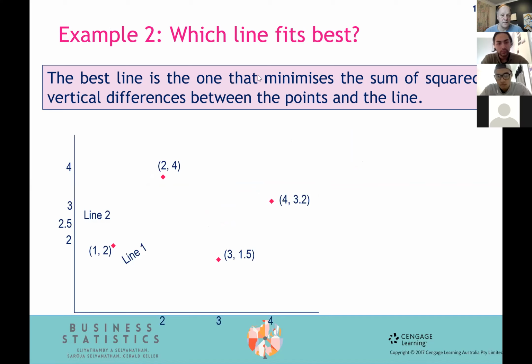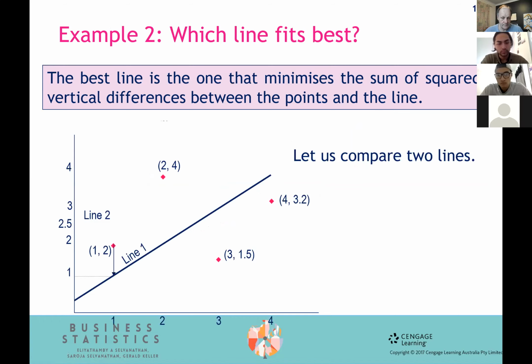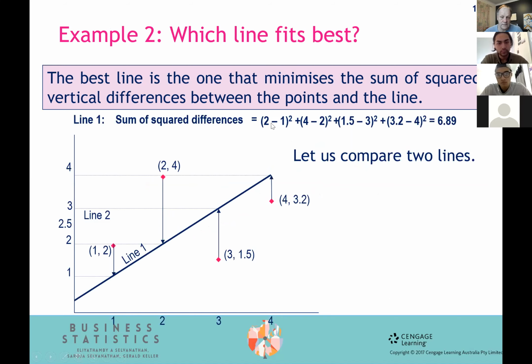The best line is the one that minimizes the sum of squared vertical differences between the points and the line. So it says the best line is that one. Let us compare 2 lines. So there's my 1 line. And it calculates these differences, 2 minus 1 squared plus 4 minus 2 squared. Can you see that this number here, that's the 2 and that's 1. The x value is 1 and the y value is 2.